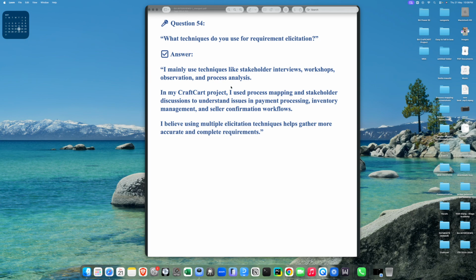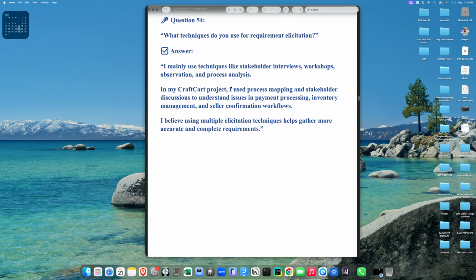I kept it short and sweet, you see. So I mainly use techniques like stakeholder interviews, workshops, observation, and process analysis. In my CraftCart project, I used process mapping and stakeholder discussions to understand issues in payment processing, inventory management, and seller confirmation workflows. I believe using multiple elicitation techniques helps gather more accurate and complete requirements.